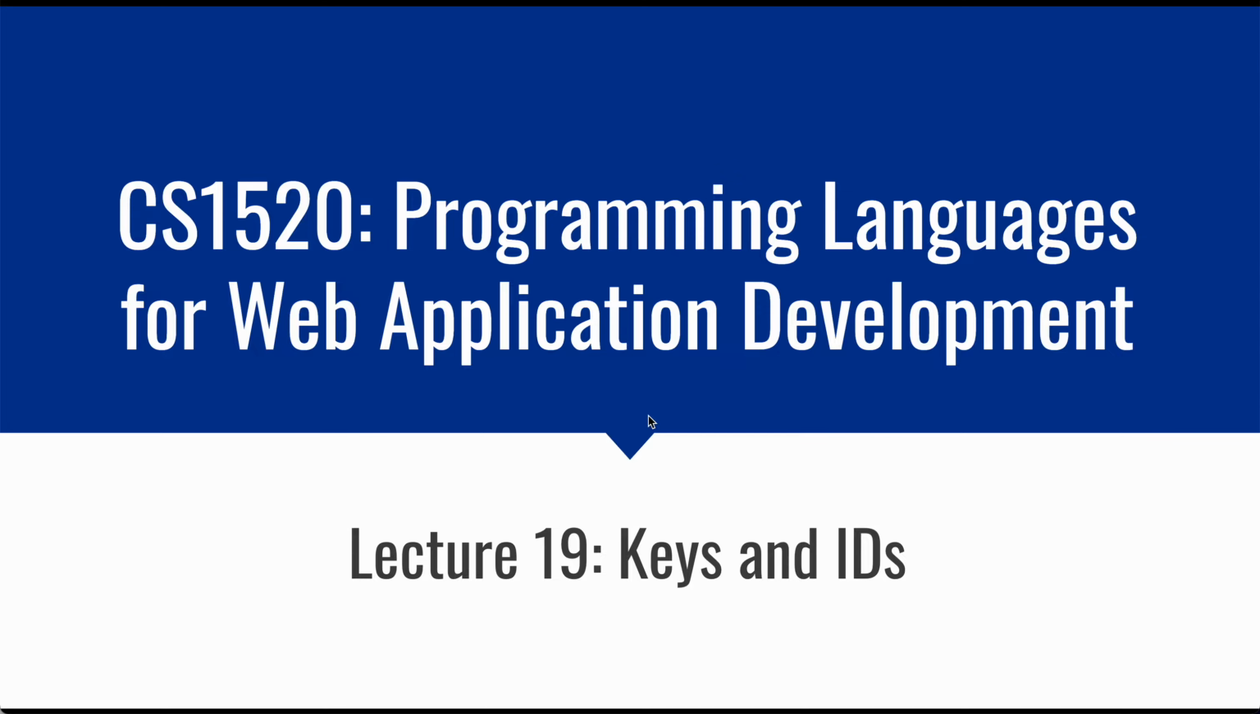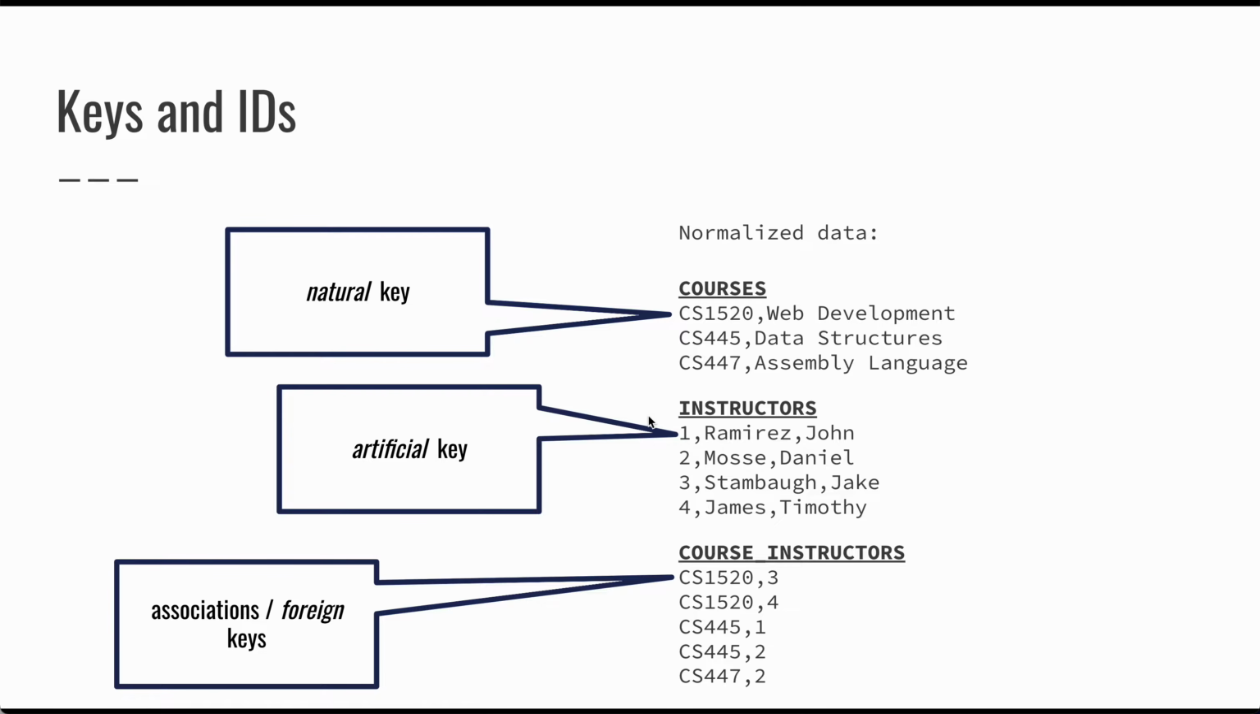We're going to talk a little bit about keys and IDs and how we will use those in our applications when we're modeling data. So when we looked at our normalized data, we built a couple of different tables, and sometimes when we're building tables, we're going to have some kind of natural key. A key is basically a unique way to identify the record or the information or the entity that we're actually storing.